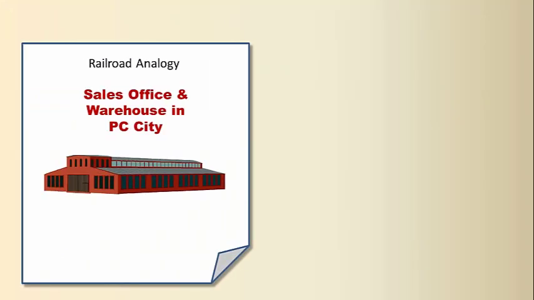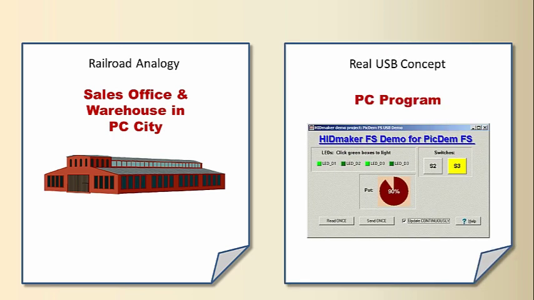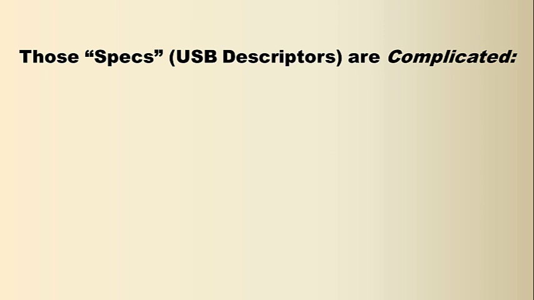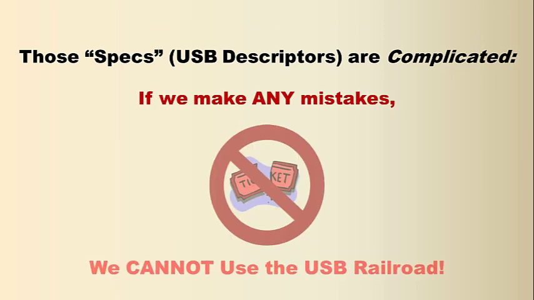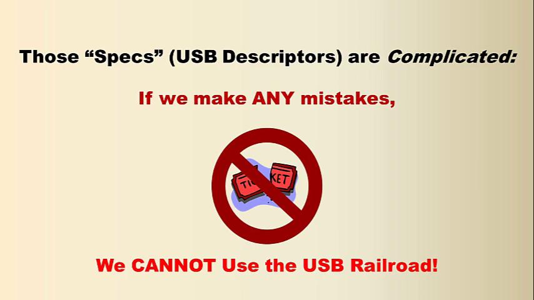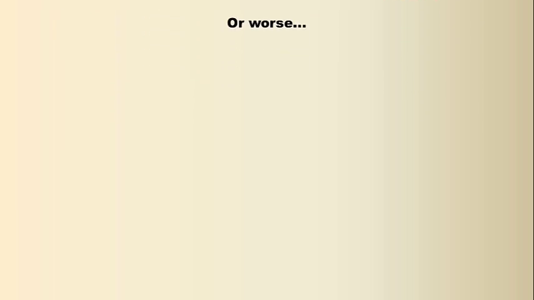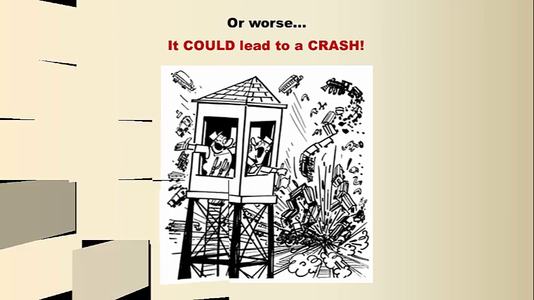The company has sales offices in PC City that tell the divisions what to make, and a warehouse for products unloaded from the train. Our real USB project has a PC program that can send commands and data to and from the USB device. USB descriptors have to specify the data exactly. These specs, the descriptors, are complicated. If we make any mistake, we cannot use the USB railroad. It could even lead to a crash.